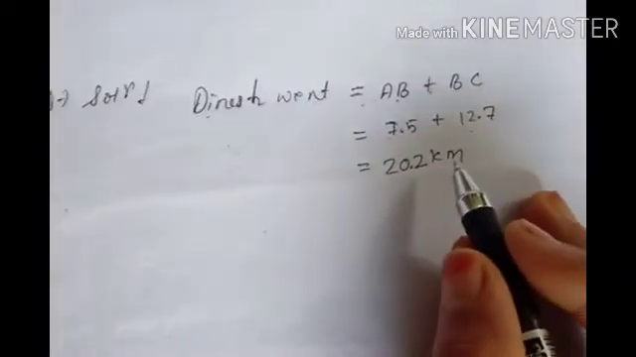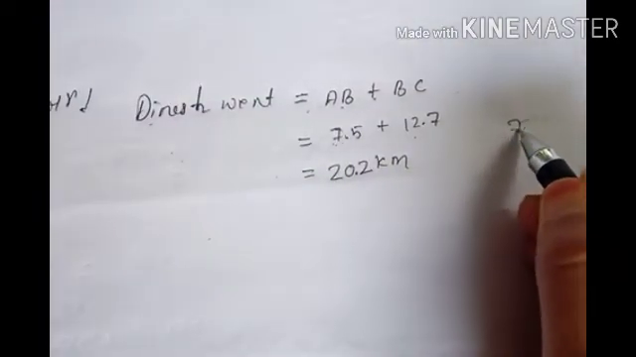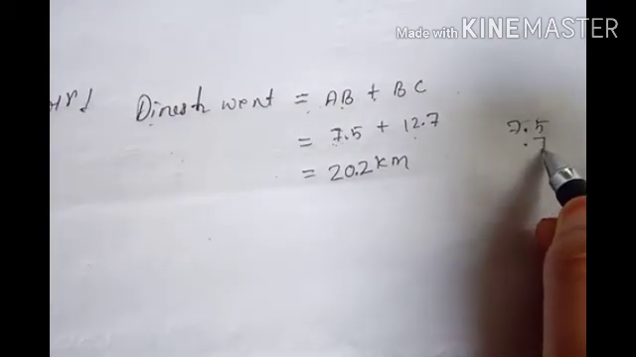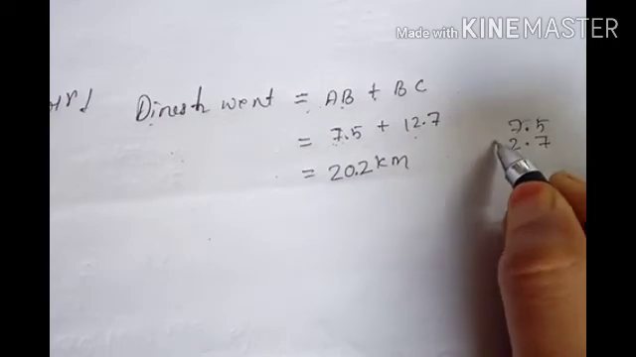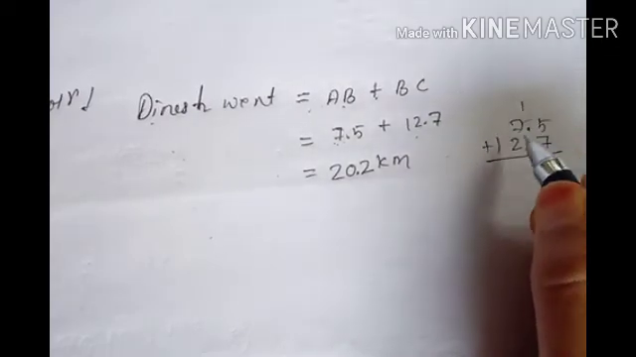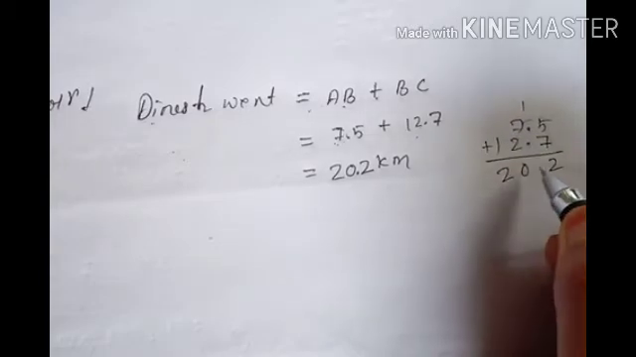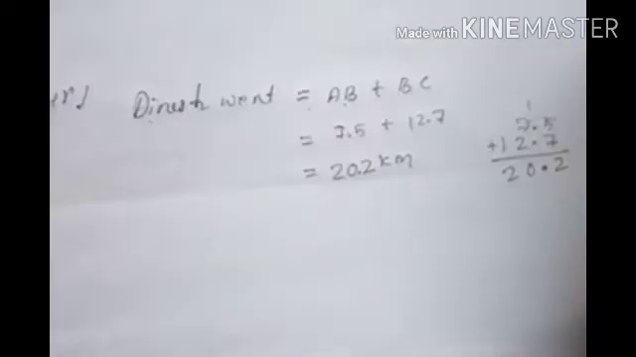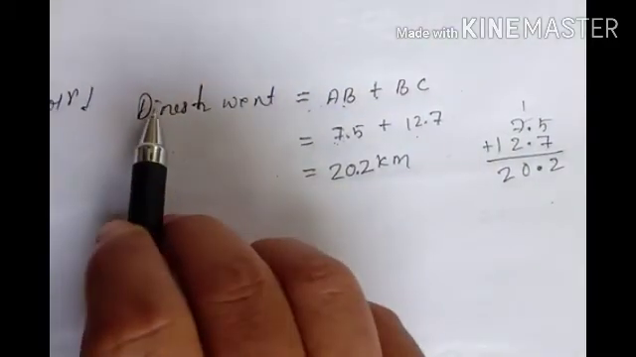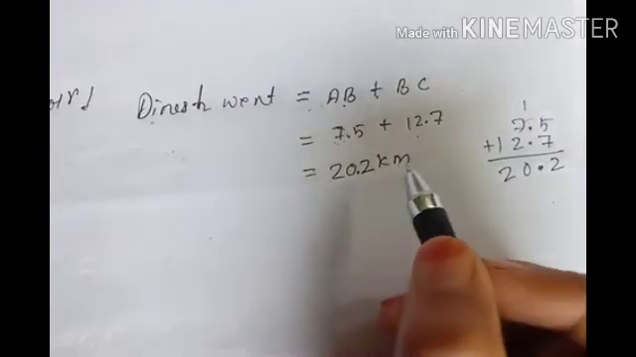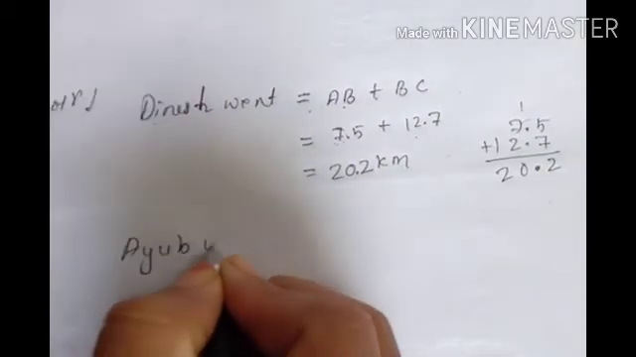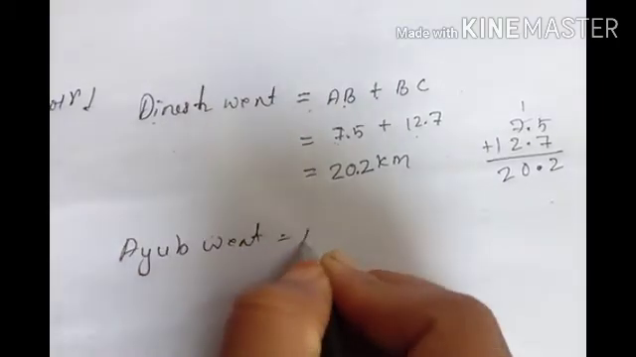How will you do the plus? Let me show here. 7.5, then this decimal point should be in a straight line, isn't it? Now here 7, here 2 and 1. If you plus 7 plus 5 you will get 12, 1 is carry, 10, 1 is carry, then 2. That is why 20.2 kilometers. So how much distance did Dinesh cover? Dinesh covered 20.2 kilometers.